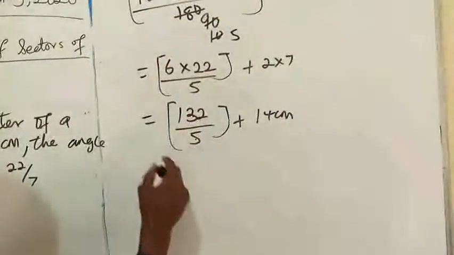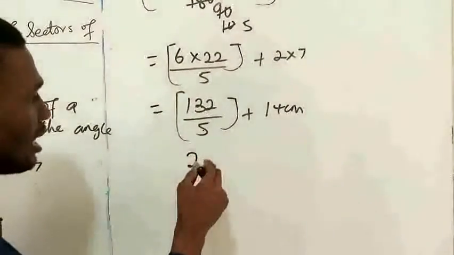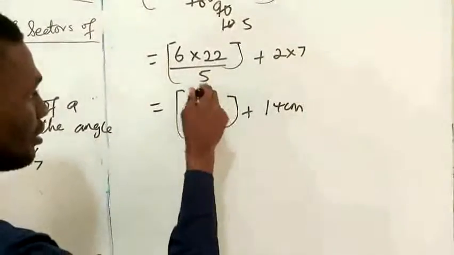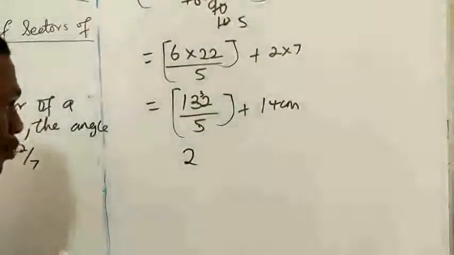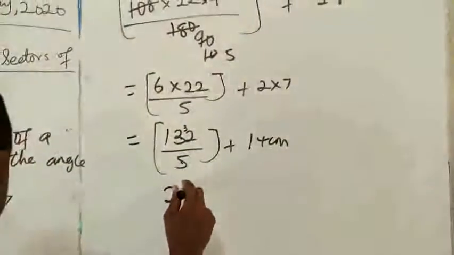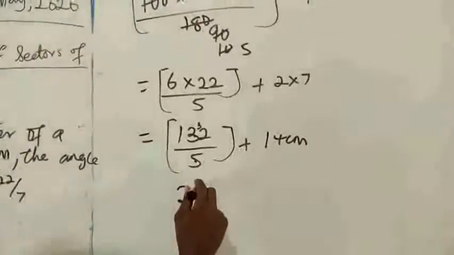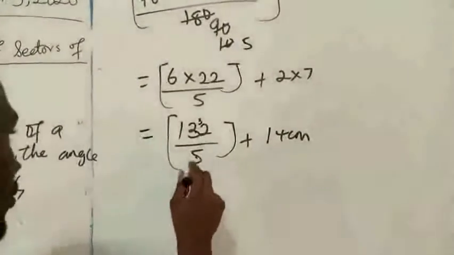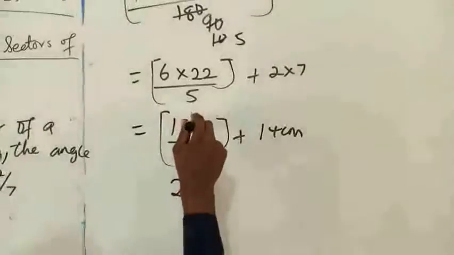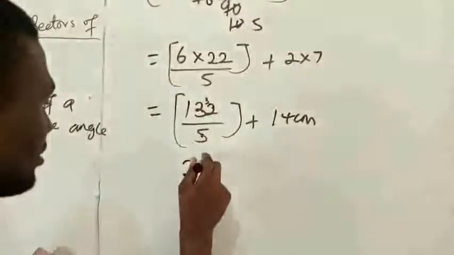5 into 13 is 2 times remainder 3. 5 into 32, we have 6.